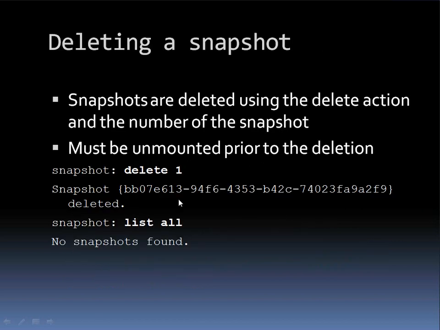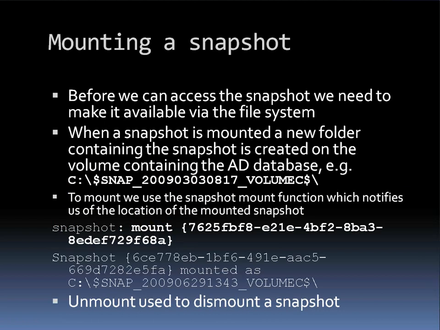If we want to delete one, we just do that list all, and we can delete the index number. So I use that top level snapshot GUID, and I just say delete, and then they're all gone. I must unmount the snapshot before I delete it, so I've not mounted anything yet. Snapshotting just takes a snapshot of the Active Directory. It doesn't actually make it usable.